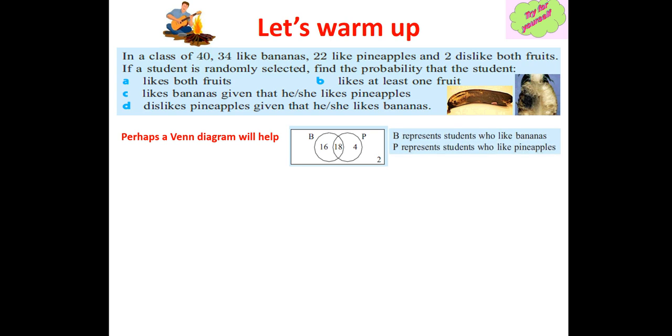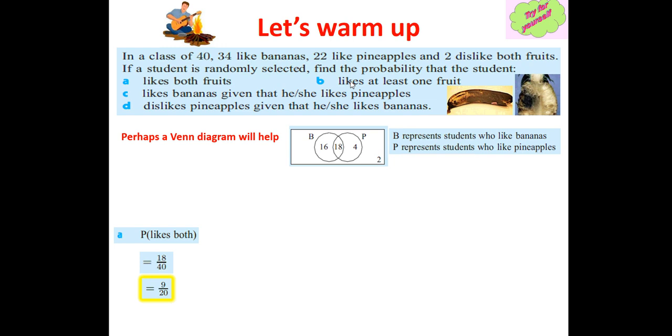So B represents bananas, P represents pineapples. So probability that they like both, we needed to do the Venn diagram first. So both means the intersection. So it will be 18 over 40. And what does that simplify to? You can divide the top and bottom by 2. You'll get 9 over 20.